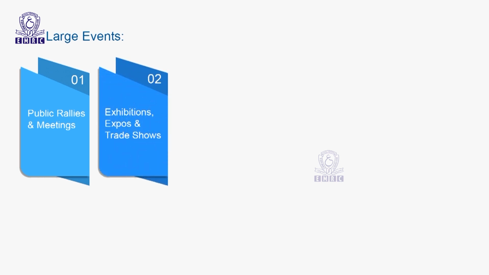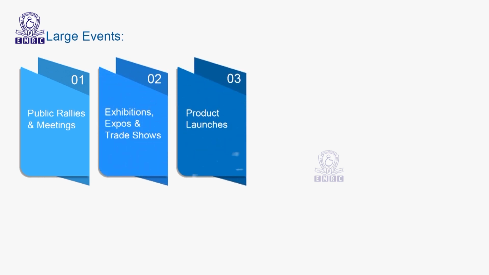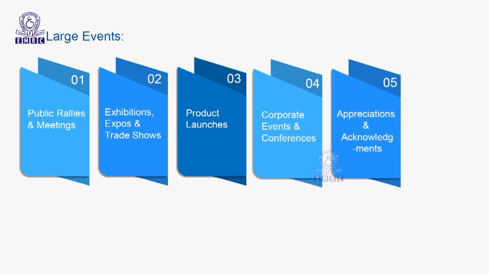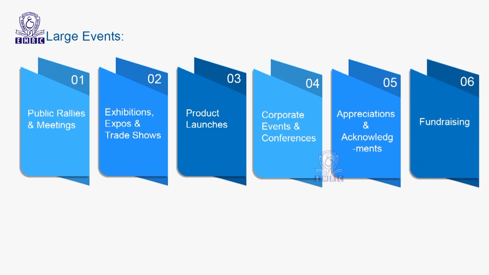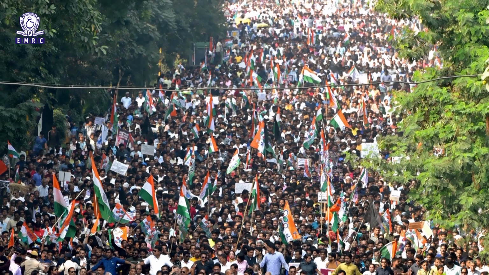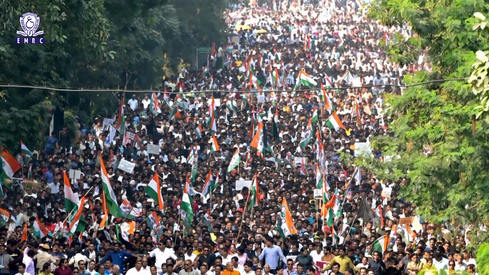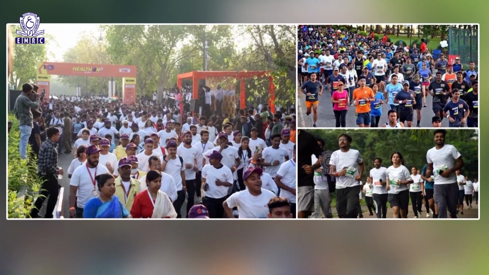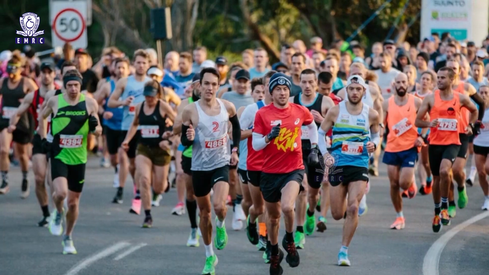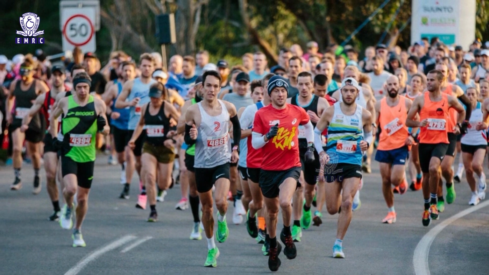Now, large events. Public rallies and meetings, exhibitions, expos and trade shows, product launches, corporate events and conferences, appreciations and acknowledgements, fundraising. Let us see public rallies and public meetings. Normally, such events take place in the political scenario, health marathons, etc. The target audience is the public at large. Those with common interests gather at such events. Gatherings will be in thousands.